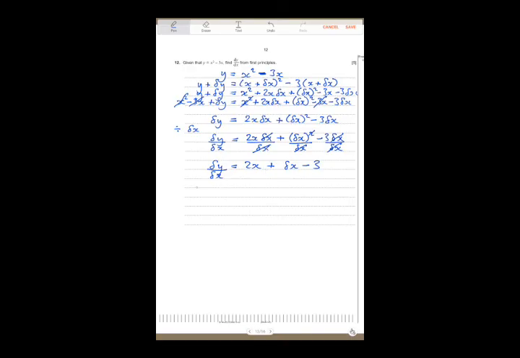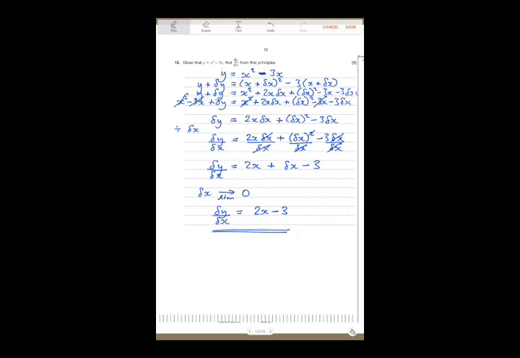Now what we say is that delta x limits to 0 or tends to 0. So basically this term here becomes 0, leaving behind delta y over delta x, which is my dy by dx, which is 2x minus 3.